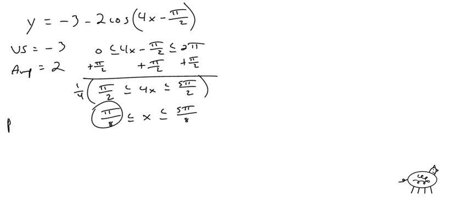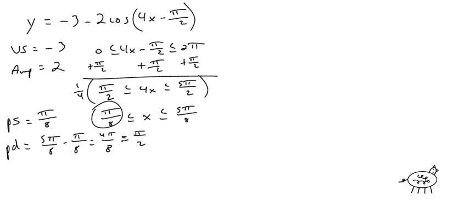There we go. That's our phase shift. Phase shift is pi over 8. The period is 5 pi over 8 minus pi over 8 is 4 pi over 8, which is pi over 2. That's the period. And then, of course, the increment is pretty easy. That's just equal to 1/4 times pi over 2, which is pi over 8. Okay? So let's kind of start out here. Let's leave a little more room in the bottom.